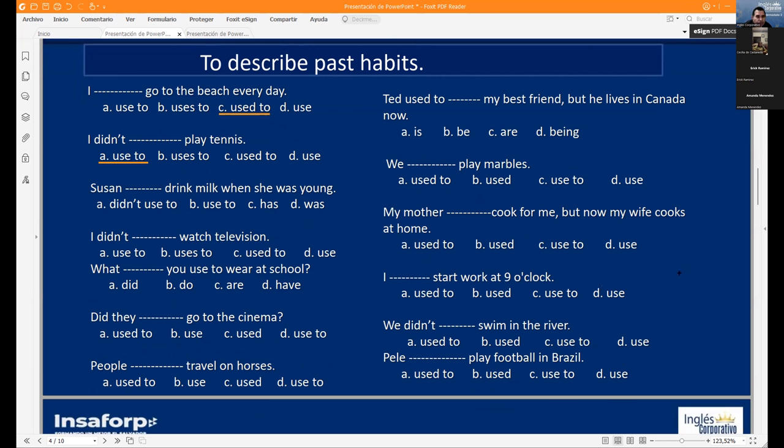What do we use in the next one? Susan used to drink milk when she was young. What could be the problem with that answer? I don't understand, teacher. Okay, the answer is not correct. Why do you think it's not correct?